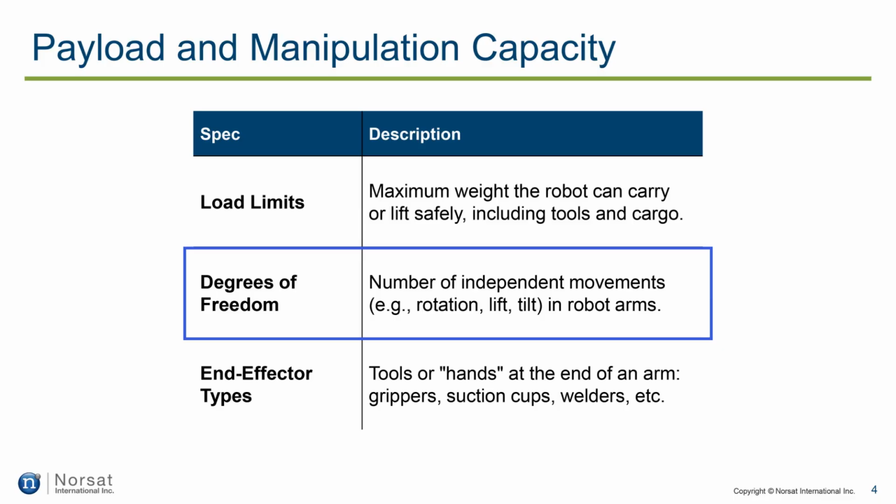Next, degrees of freedom, DOF, describe how many independent movements a robot or its arm can make. A simple 3-DOF arm moves up/down, left/right, and forward/backward. Advanced arms with 6 DOF add rotation and tilt for finer precision.